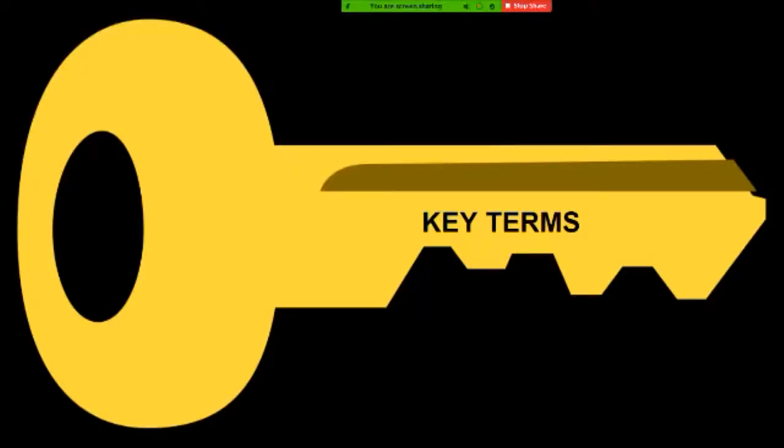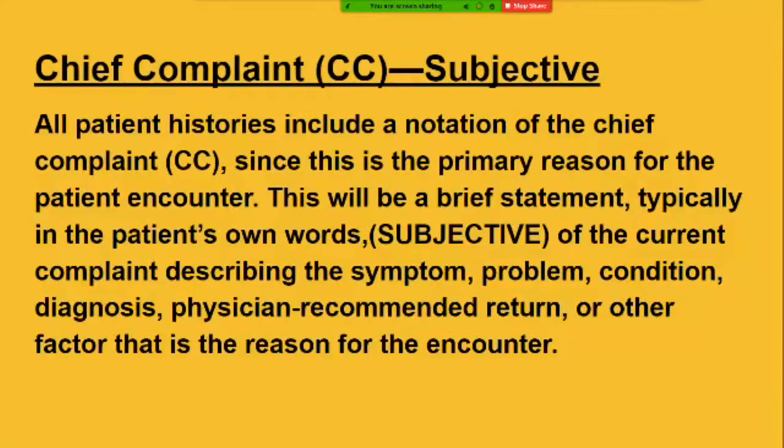So I'm going to turn this into a key term because I'm going to tell you what each of these things are. So a chief complaint. Chief complaint is subjective. Why? Because it comes from the patient. Chief complaint is the primary reason for the patient encounter. This will be a brief statement, typically in the patient's own words, of the current complaint describing the symptom, problem, condition, diagnosis, physician recommended return, or other factors that is the reason for the encounter. So chief complaint is, why are they here?